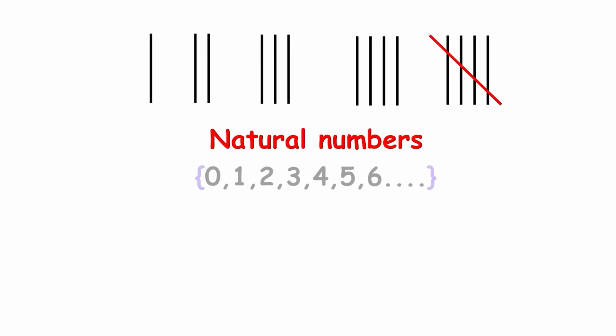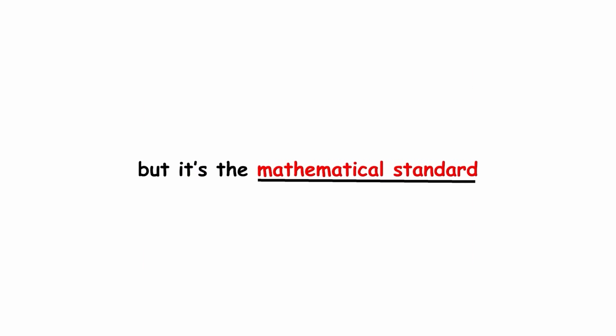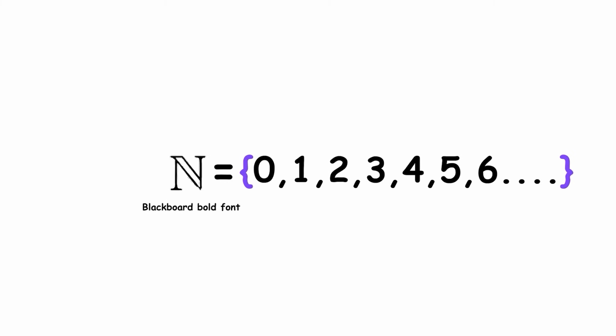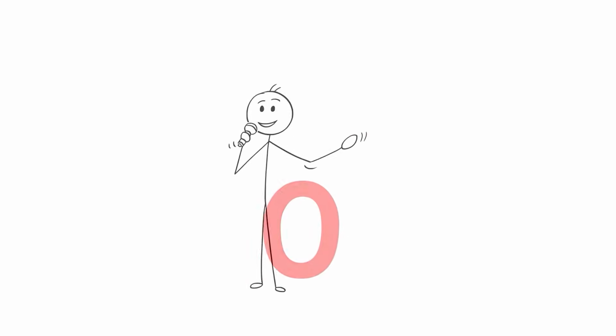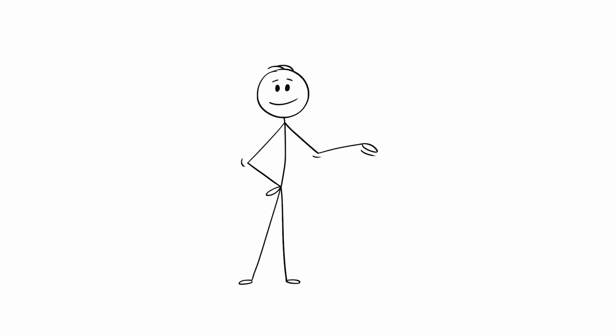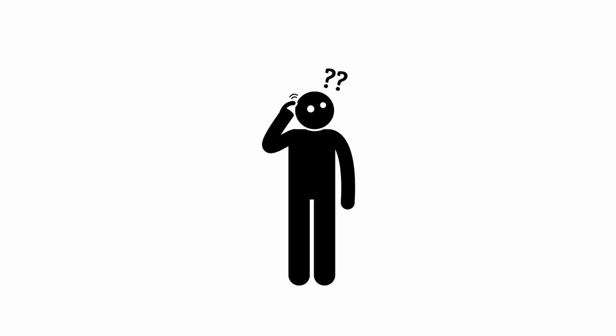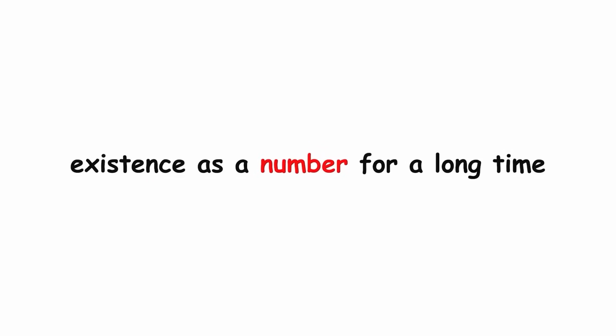Actually, they're more often called the natural numbers, which is not as helpful of a name. But it's the mathematical standard. Based on this name, the set of natural numbers is written as N in a blackboard bold font. When it comes to natural numbers, we must also discuss the number zero, representing the concept of nothing. Even though zero is a very basic number, it's also very strange, so humanity struggled to accept its existence as a number for a long time.